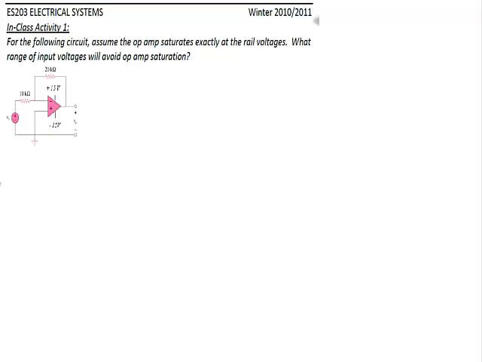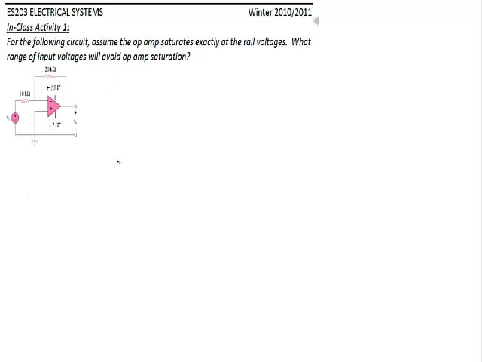This is actually not true, and you will see this in lab. The op-amp actually saturates about 1 or 1.5 volts before the rail voltages. So in lab, if you have a 15 volt power supply, you will see that the op-amp actually saturates at 13.5 volts. But for the purpose of our analytical calculations, we always use the numeric value of the rail voltages.